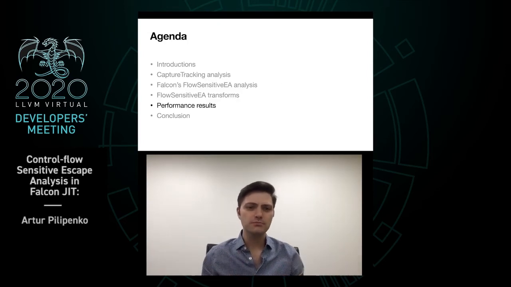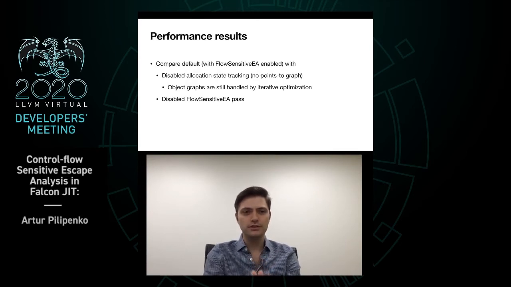Now let's look at performance implications of the optimizations I presented. Here I will be looking at a comparison between the default configuration with everything I presented enabled and two crippled configurations. The first one has allocation state disabled, so we do not model the points-to graph. At the same time, we still handle object graphs by iterative application of optimizations. And in the other configuration, we disable flow-sensitive escape analysis passes altogether. We still have capture tracking and all the upstream passes, which can handle some of the cases, but we don't have the passes which I presented.